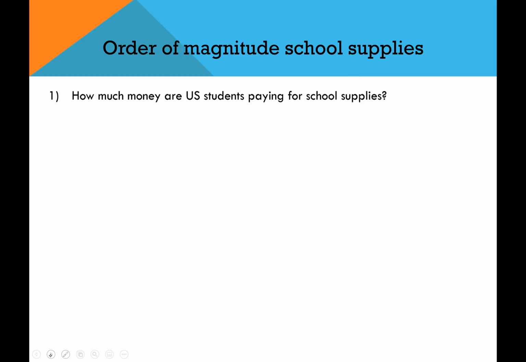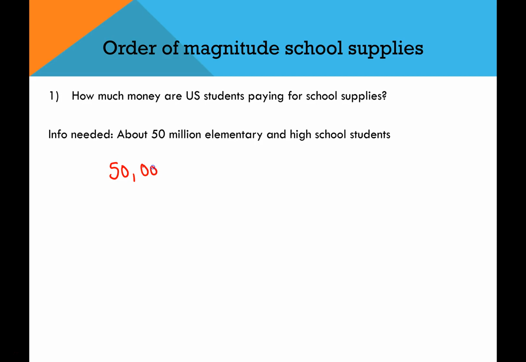How much money are U.S. students paying for school supplies? Well, here's some info needed. About 50 million elementary and high school students exist. And I'm just going to do a rough estimate. I could be wrong here, but let's say that these 50 million students spend on average, I don't know, let's go with $50 on school supplies. You might think of that and say, whoa, I don't spend anywhere close to 50. And some people say, whoa, I spend way more than that. But this is just an estimate.